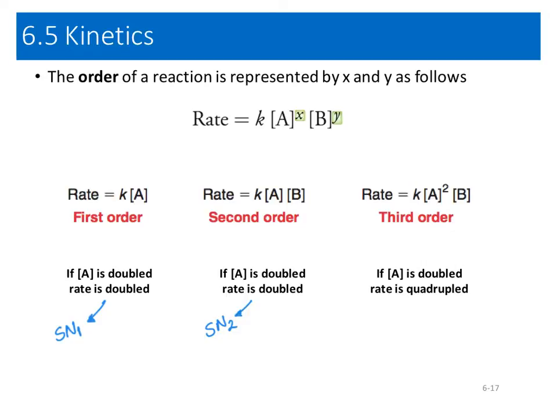In the third order rate, one of the reactants has more impact. So if you double the concentration of A, the rate is quadrupled, but if you double the concentration of B, the rate is still doubled. So one of them has more impact compared to the other one.